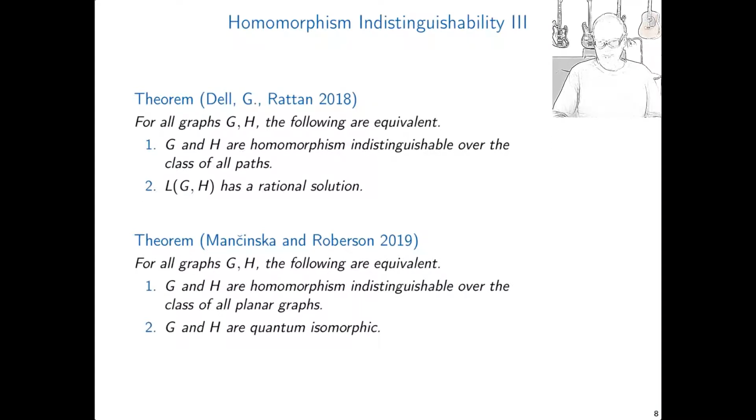Now, quantum isomorphic is a notion that for someone like me is not particularly intuitive, but its definition is in terms of a very similar system of equations as L of G, H. Only now we're not looking for solutions over the reals or the rationals, but for solutions in some C-star algebra. So essentially matrices satisfying such equations.